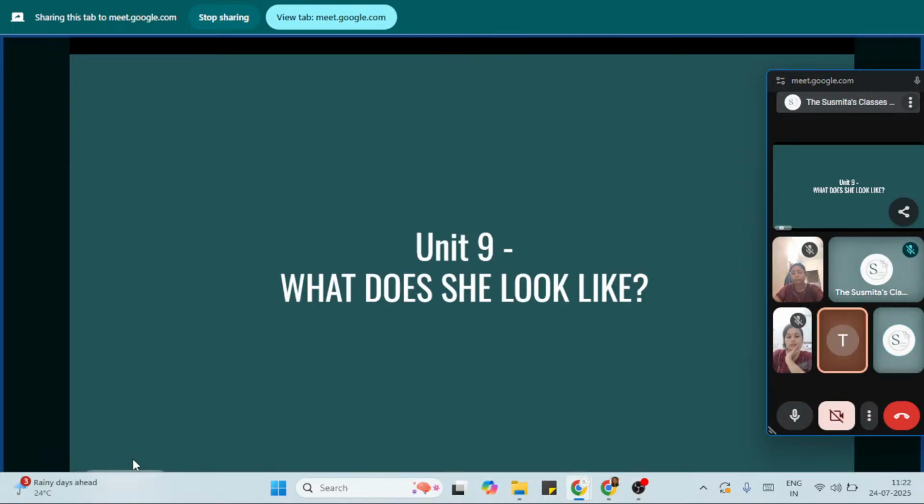Okay, great. So the unit number 9 that we have, again, we talk about appearances over here. What does she look like? Now, if you remember, in unit number 2, we had looked at this question type. What does dash dash like?